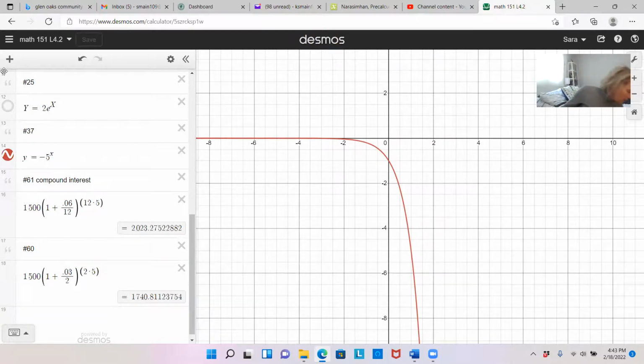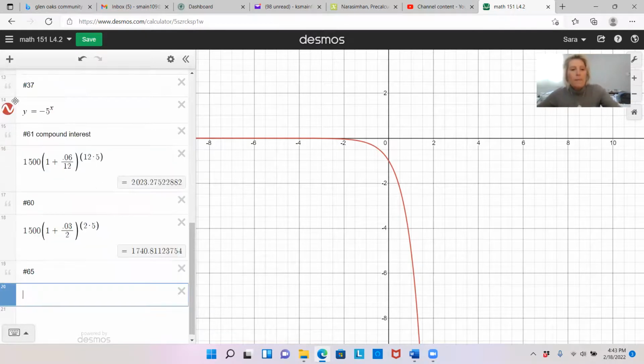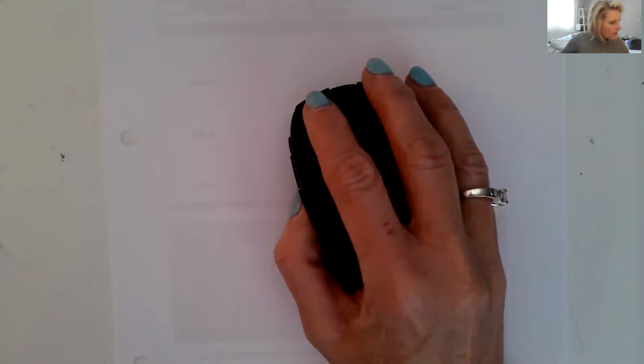There is another type of compounding, which is compounding continuously. To do that, we're going to have a slightly different formula, and that formula is going to entail using that natural number e that we talked about. So I'm going to go back to my paper so you can see this new formula here. That's number 65.